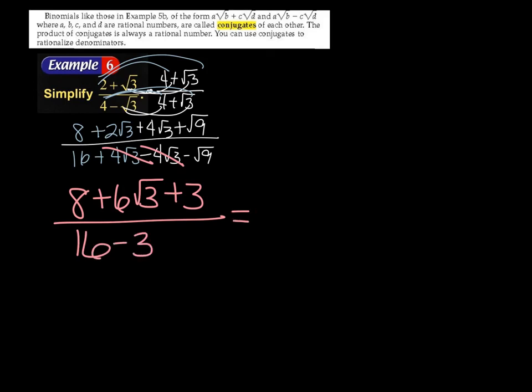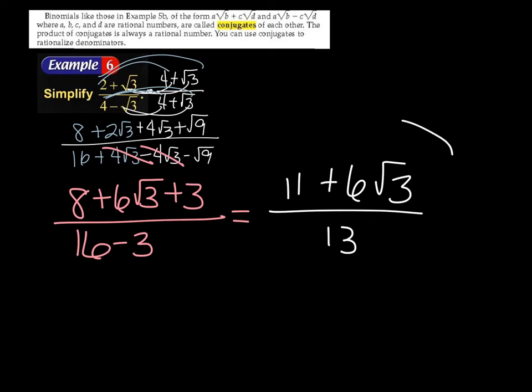So 8 plus 3 is 11 plus 6 square root of 3 over 16 minus 3 is 13. We have simplified the expression because we no longer have a radical in the denominator.